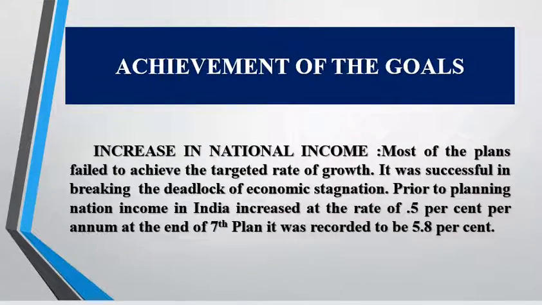Increase in national income. So now we will be focusing on the achievement of the goals. There is an increase in the national income. Most of the plans failed to achieve the targeted rate of growth, but still our five-year plans were successful in breaking the deadlock of economic stagnation. Prior to planning, the national income in India was increasing at the rate of only 0.5%. But by the end of the 7th five-year plan, it was recorded at 5.8%.